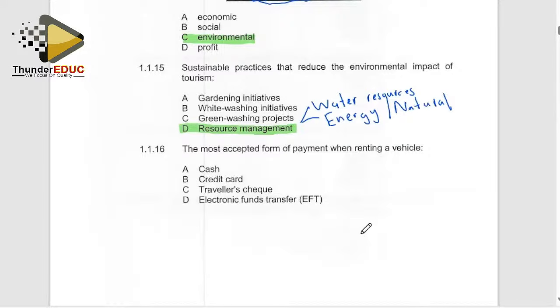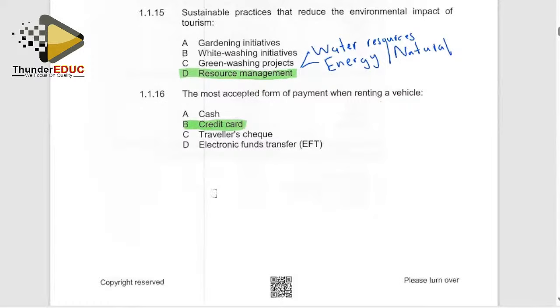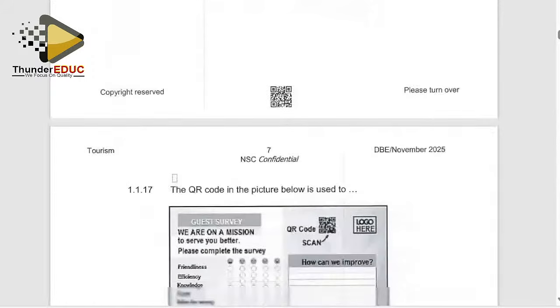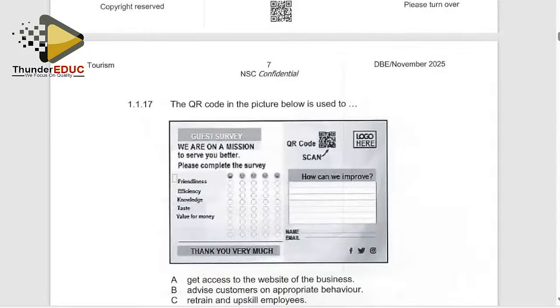Then 1.1.16, the most accepted form of payment when renting a vehicle. So when you're renting a vehicle, they accept the credit card as the commonly accepted or the most suitable payment option, because people who are credit worthy can easily be trusted with the renting of a vehicle. So we are going with B there. Now let's go to 1.1.17.